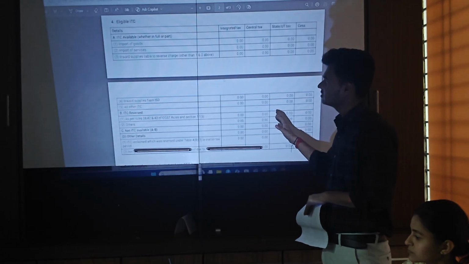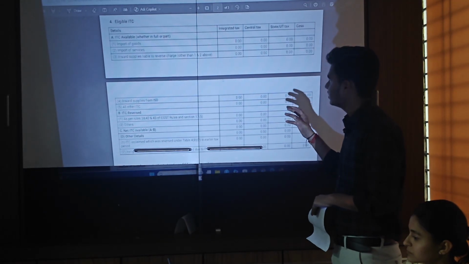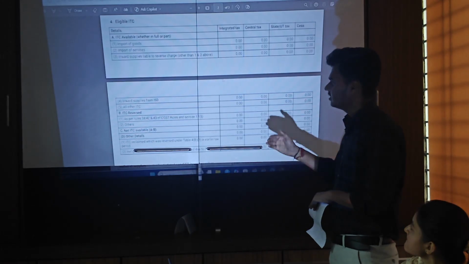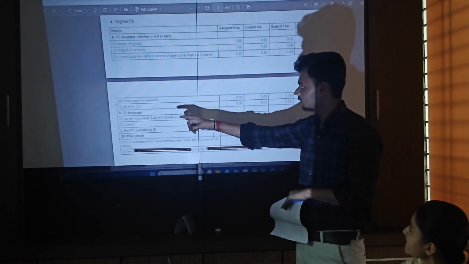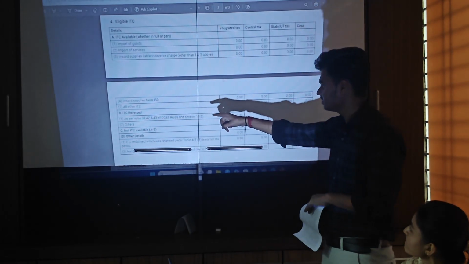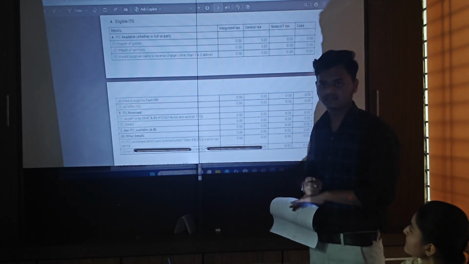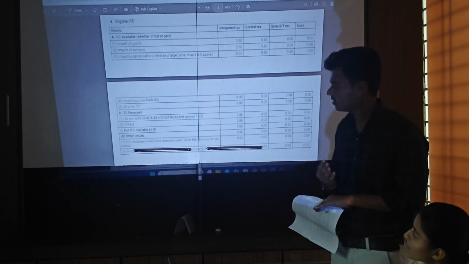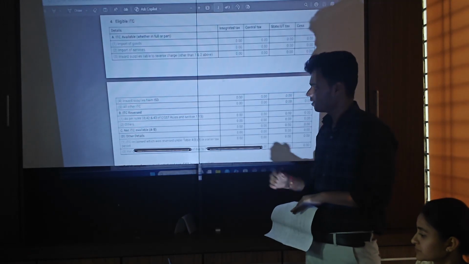So this table, the data will automatically come from 2B. And here I would like to explain ITC reversal. In ITC reversal there are two types of reversal. One is permanent in nature, and the other is temporary in nature.